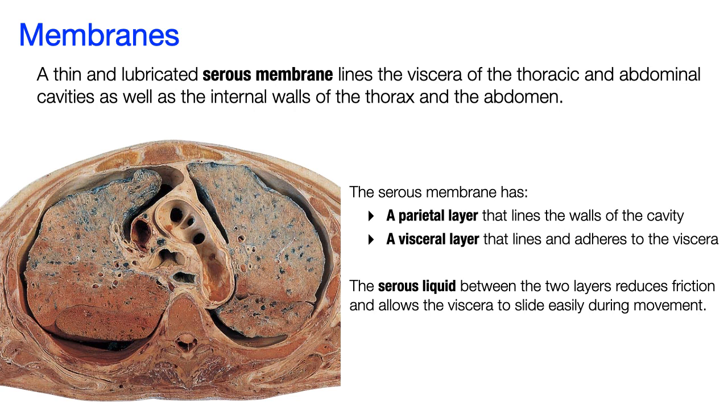Okay, so don't get confused. We have a parietal layer lining the walls of the cavity, a visceral layer that lines the viscera, and these produce a liquid that stays between them to permit movements.